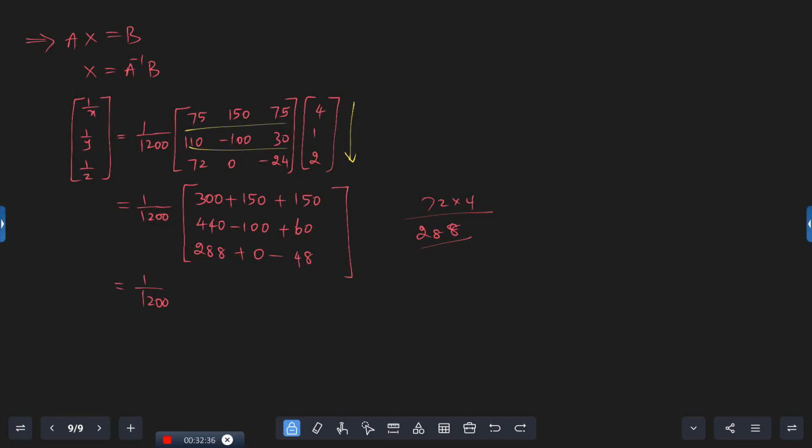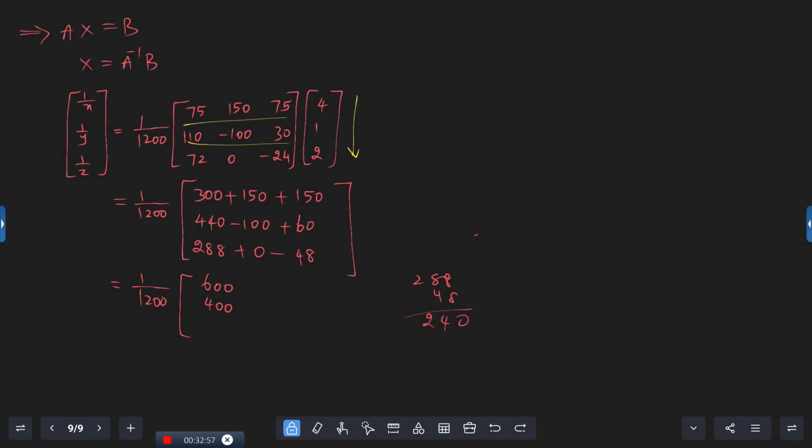1 by 1200. When you add everything, what am I getting? 300, 600. And what about here? 500, 400. Next, 288. If you remove 48, what am I getting? 240. Now you take 1200 inside, children.